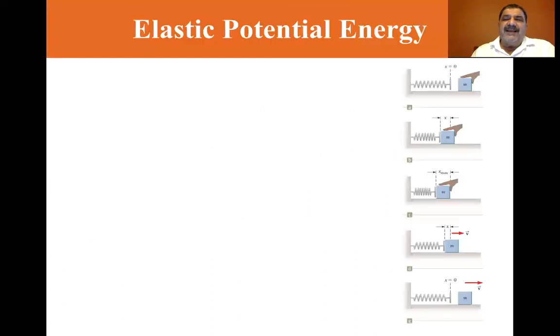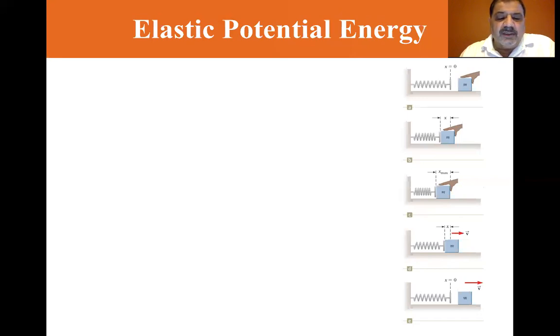Okay, now we're going to talk about elastic potential energy, and we'll do experiments with elastic potential energy. But here is another type of potential energy. Consider the system of the block and the spring in the figure. The spring force is the interaction between two members of the system, the spring and the block. The force that the spring exerts on the block is Fs equals minus kx.